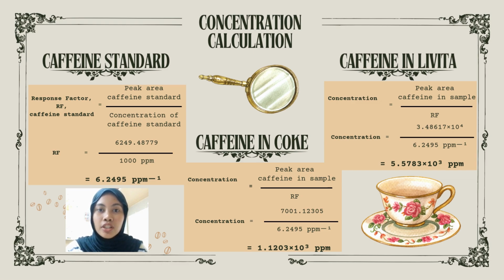Next, we calculate the caffeine concentration in Coke. We divide the peak area of caffeine in Coke, which is 7001.123, by the RF value, which is 6.249 ppm, and it will give a caffeine concentration of 1120.3 ppm in Coke. Similar to the Coke calculation, the peak area for Levita is 3.48 times 10 to the power of 4, and we will be dividing it by the RF 6.249 ppm, and we get a caffeine concentration of 5578.3 ppm. This shows that Levita contains significantly more caffeine compared to the Coke.